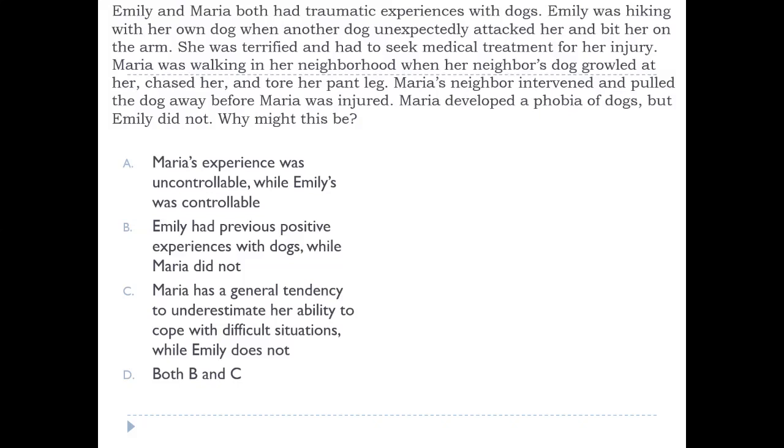Could it be that Maria's experience was uncontrollable while Emily's experience was controllable? Would that make a difference? Could it be that Emily had previous positive experiences with dogs while Maria did not? So we know that Emily had a pet dog. So could that be a factor that would be important? Is it that Maria has a general tendency to underestimate her ability to cope with difficult situations, and so that was a risk factor for her, while Emily did not have that risk factor? Or is it D, could it be that both B and C are at play? So I'll give you a few minutes to think about that.